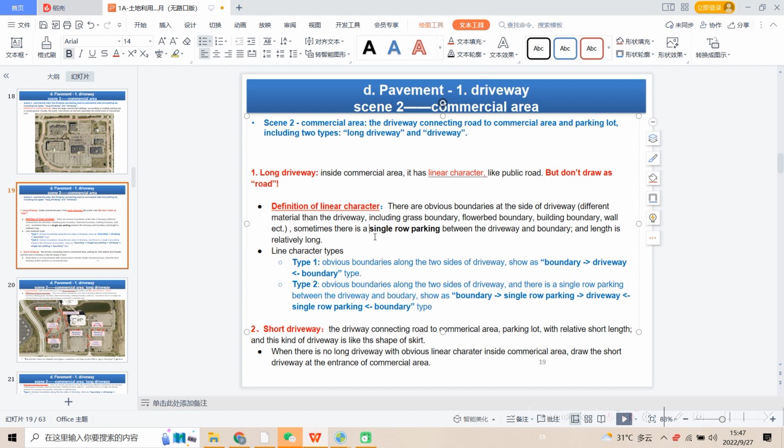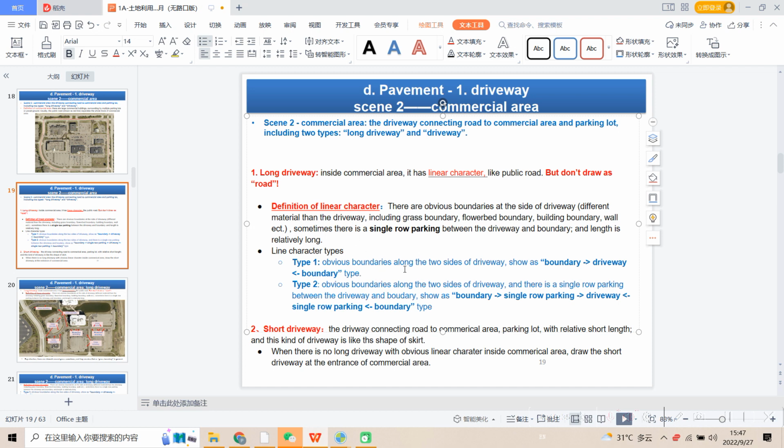But if you see a double row of parking between the driveway and the boundary, then that is not a driveway. Only with a single row of parking between the driveway and the boundary can we take it as part of the boundary and draw the path in the middle as a long driveway. The second definition of linear character is that the length is relatively long.